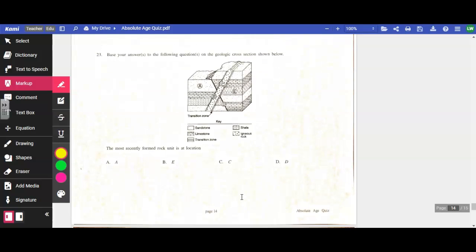Number 23, base your answer to the following questions on the geologic cross-section shown below. The most recently formed rock unit is at location what? So the most recent, the newest, the youngest.